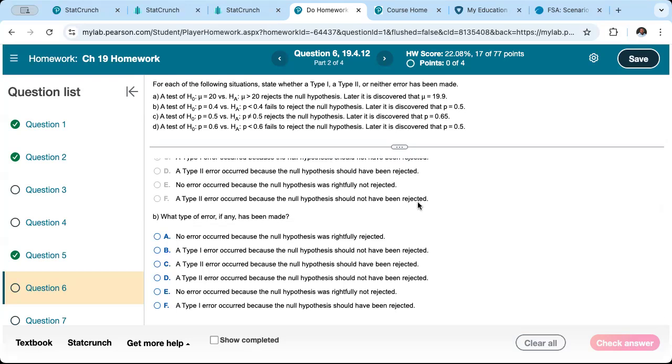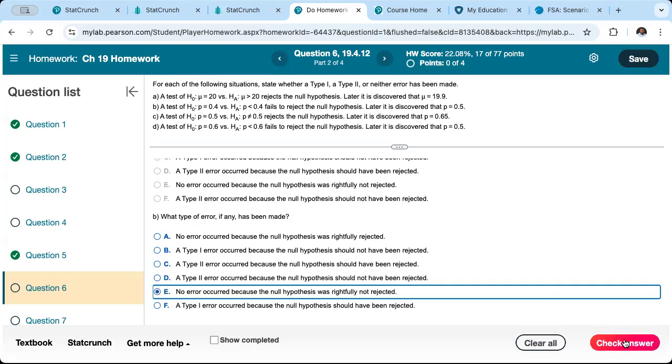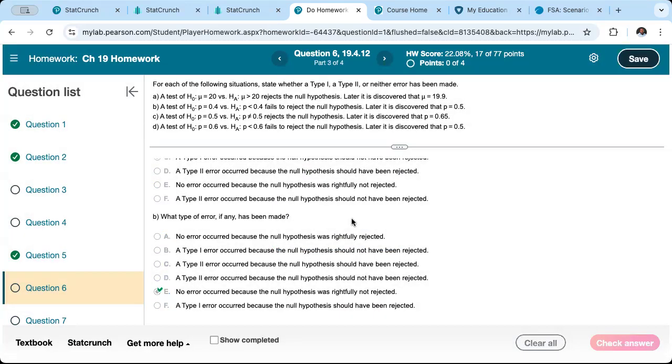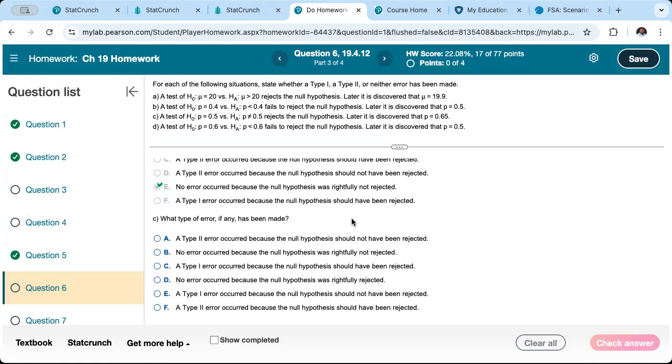It means that the answer is between A and then E. What do you think is the correct answer? So it was rightfully not rejected. Let's get to C.